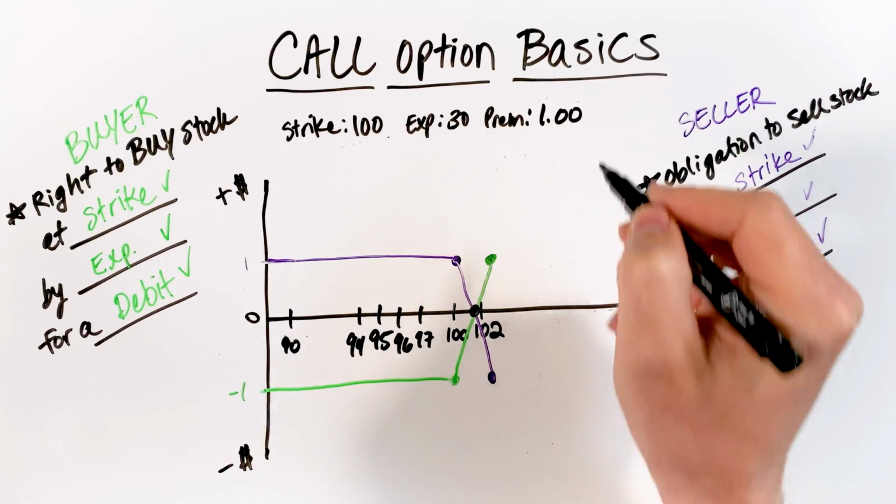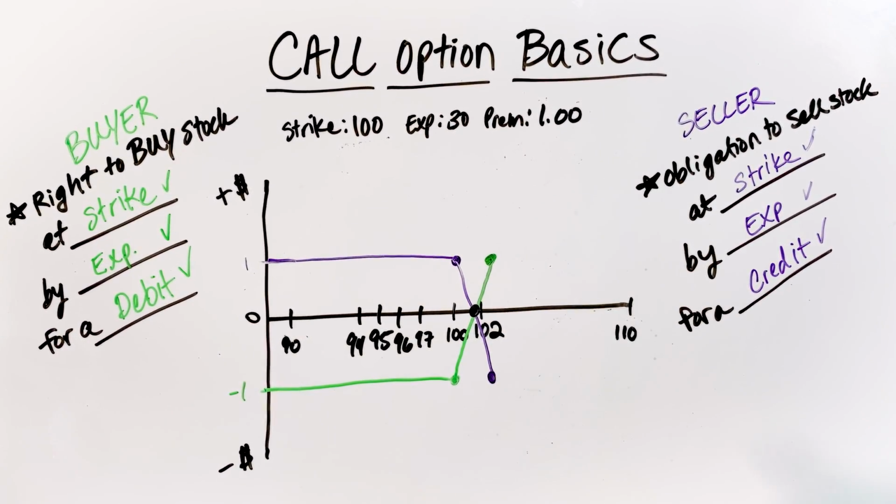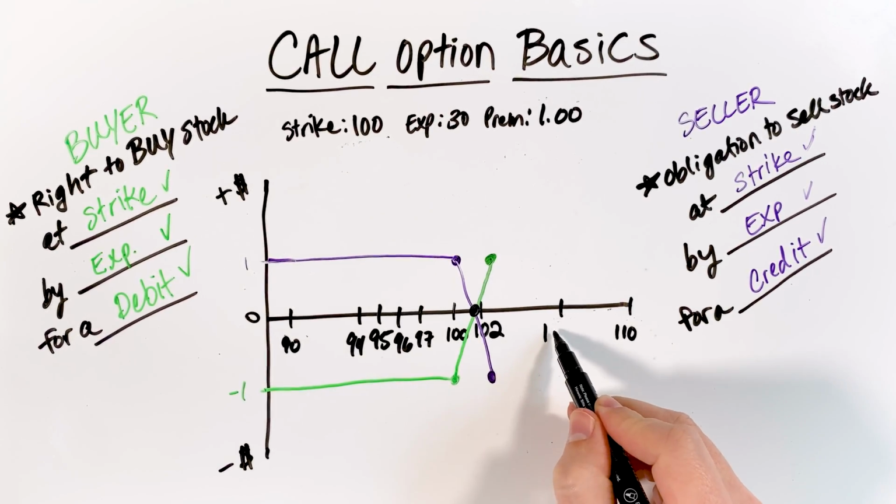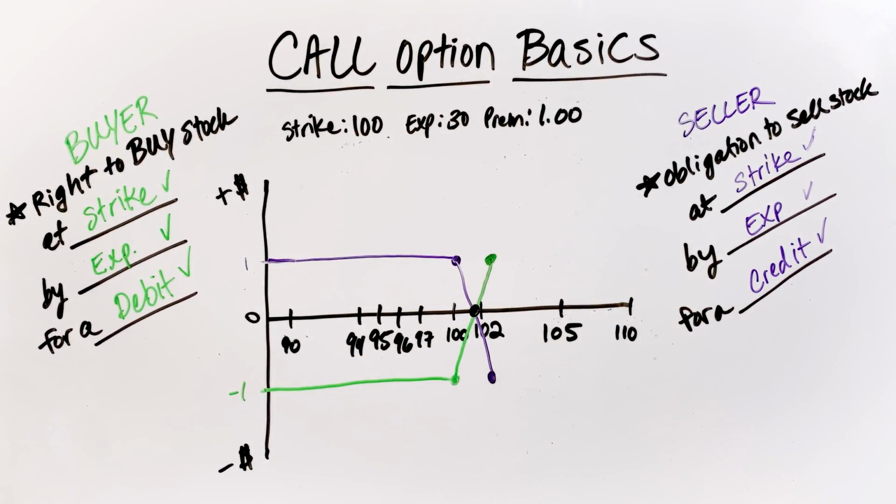So I'll put this back here. This is the option premium. Now let's go through another example and talk about what would happen if the stock closed at $105. If you are the option buyer in this case, this should be a little easier to understand as we keep going.